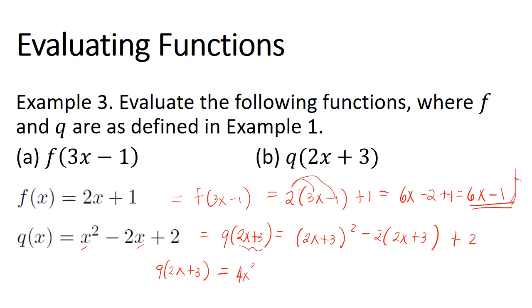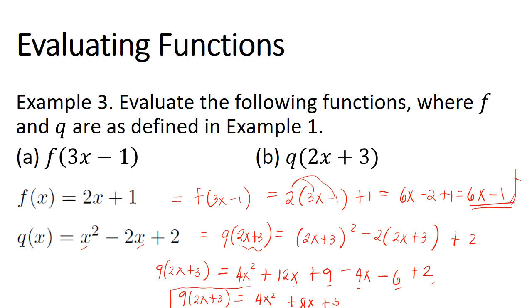We have 4x squared plus 12x plus 9 minus, distribute natin yung negative 2, so negative 4x minus 6 plus 2. And lastly, combine like terms. Wala na may kasama si 4x squared. So 12x and for negative 4x, magbibigay ng positive 8x. Si 9, si minus 6, at si plus 2, that is positive 5. So ito na po yung final answer natin. 4x squared plus 8x plus 5. Ganun na siya kadali. Evaluating means substituting the given value of x for all the variables of x.